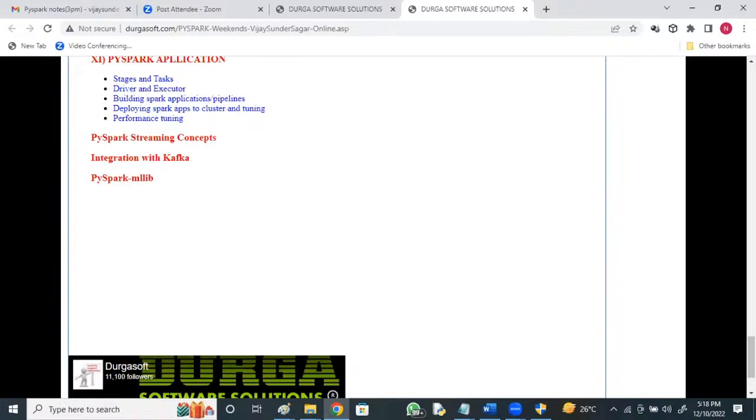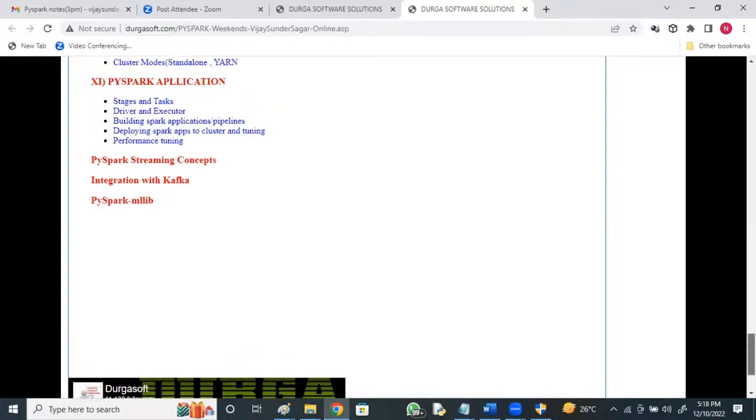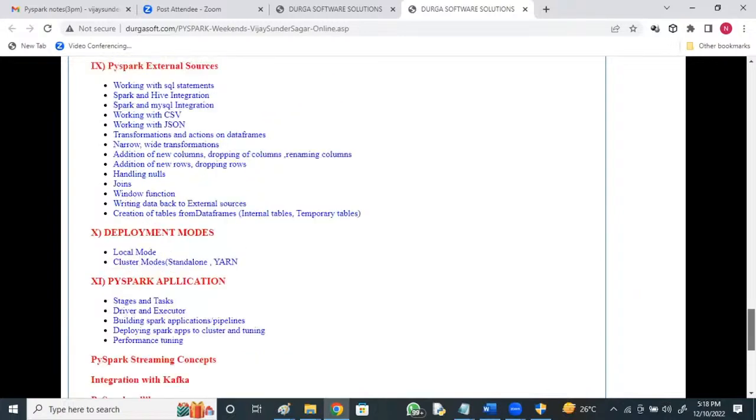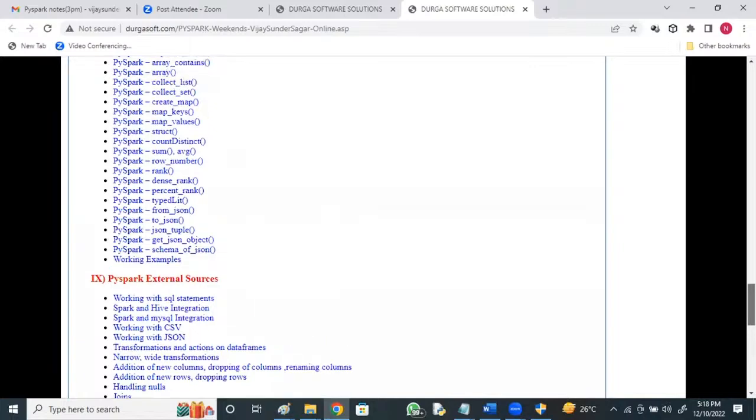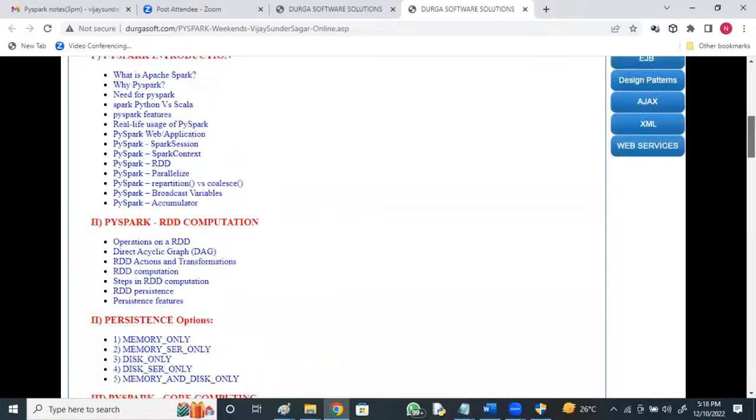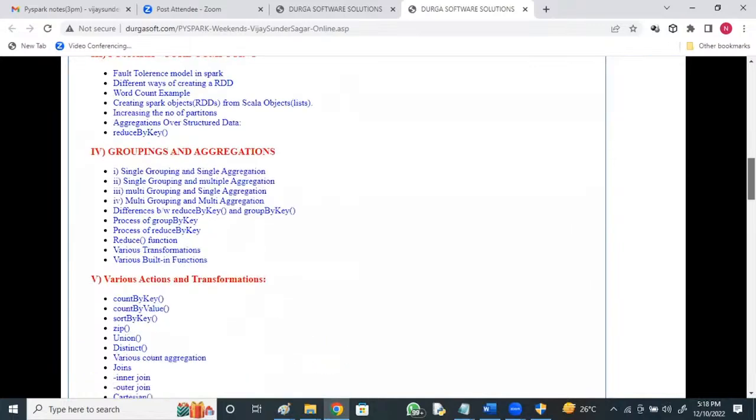In brief, it's 10 weekends. It's a huge syllabus we are going to discuss, with many functionalities of PySpark one by one in brief. So we don't need to write huge code here. It's a 10 weekend batch, about 2 to 2.5 months. We are going to complete it within 2.5 months.